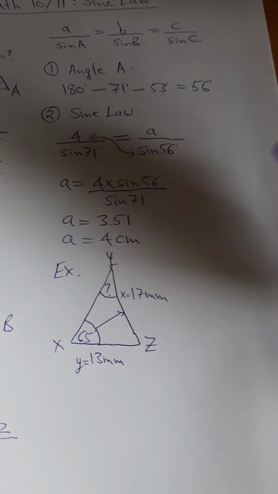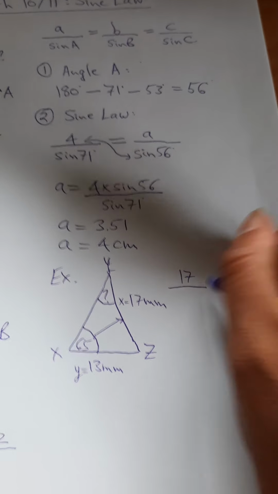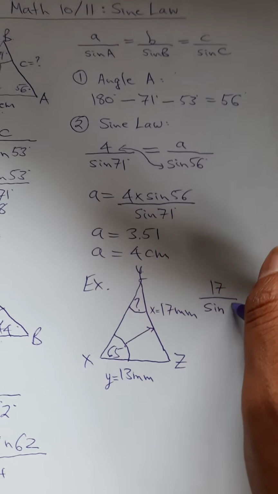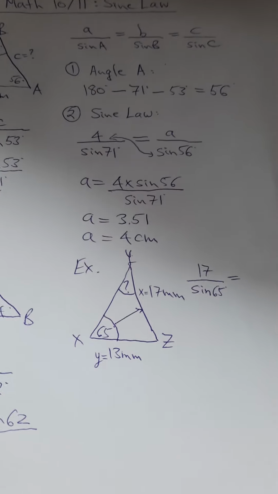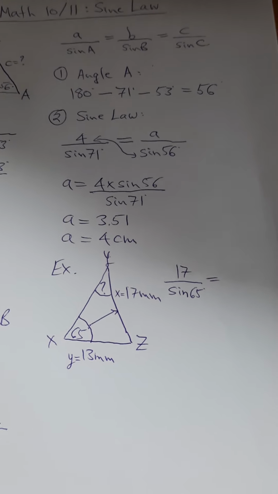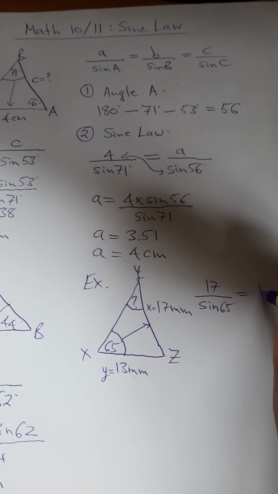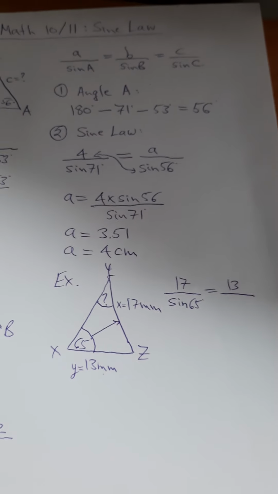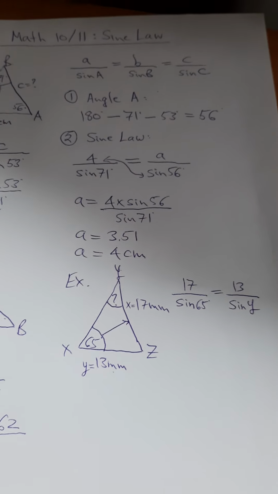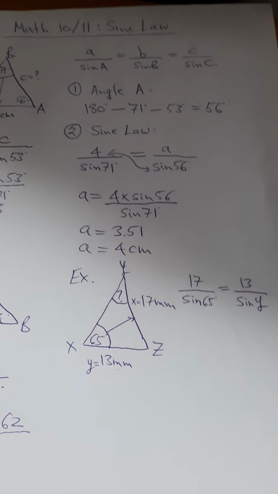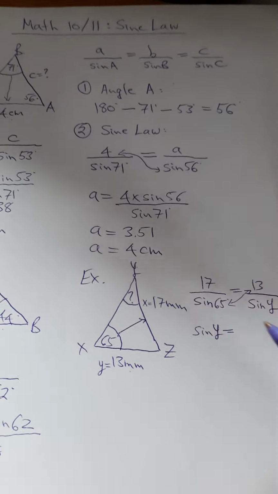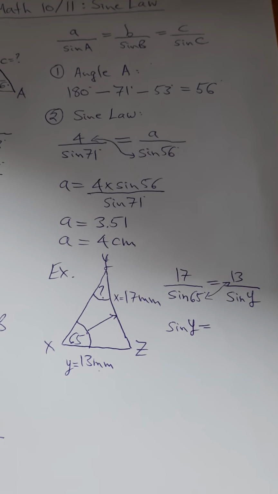We're going to do 17, which is side X, divided by sine of angle X, which is 65 degrees. Everyone see that? And then it's going to be equal to side Y, which is 13 millimeters, over sine of Y, and this is angle Y. So again, we are going to just cross multiply this. So I'm going to put sine Y equals. So it's basically just the same thing here.